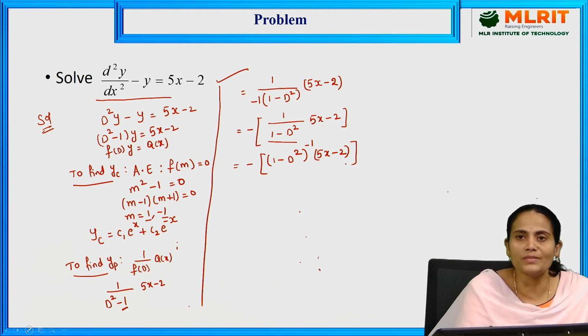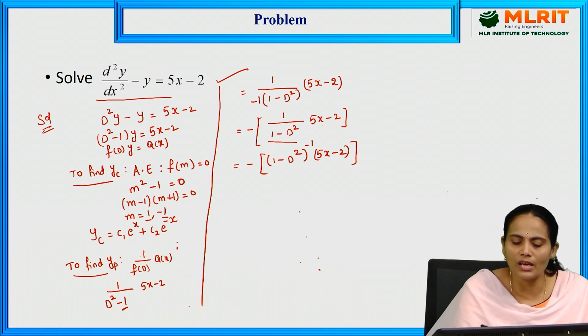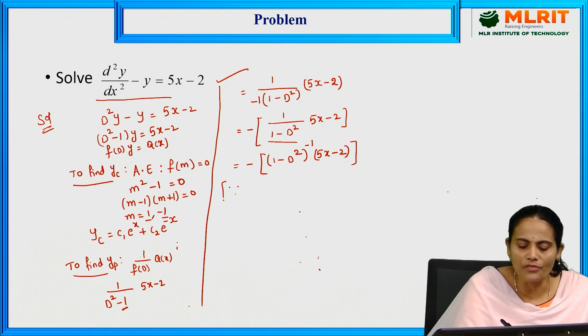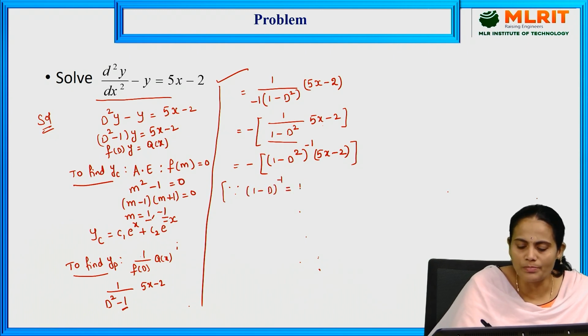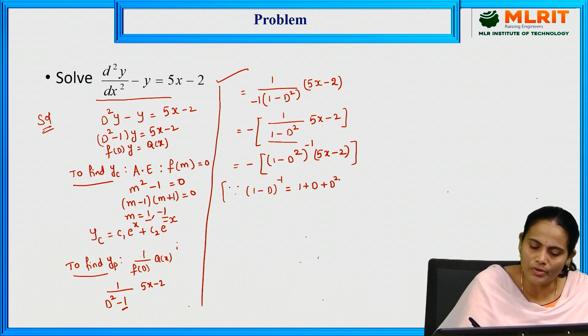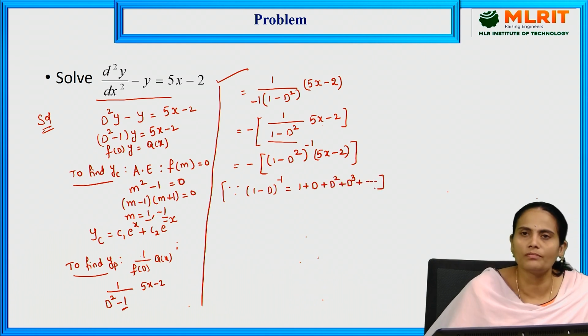Then what's the expansion formula we have to use here? So here this is of the form (1 minus D) whole power minus 1. So what is this expansion? By binomial expansion, or by binomial theorem, we are writing this expansion: 1 plus D plus D square plus D cube plus and so on.